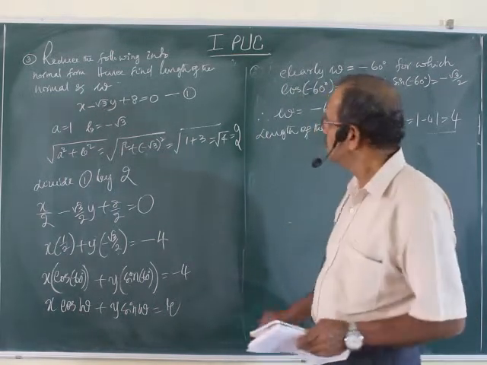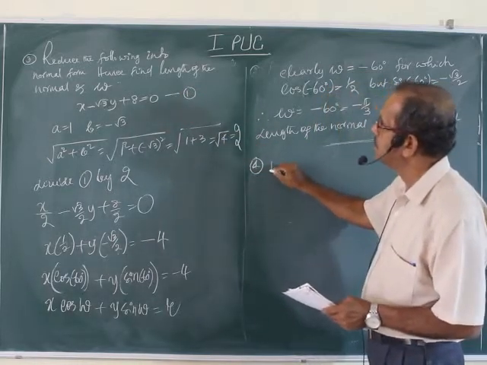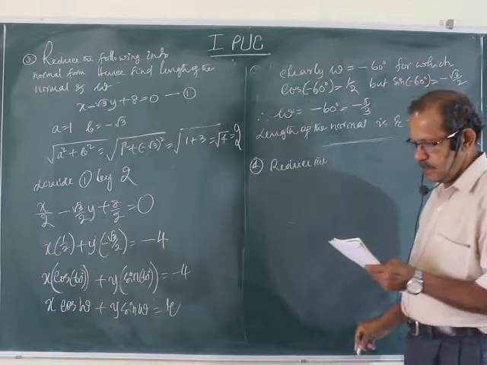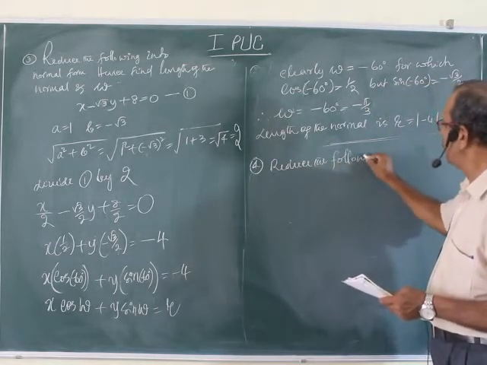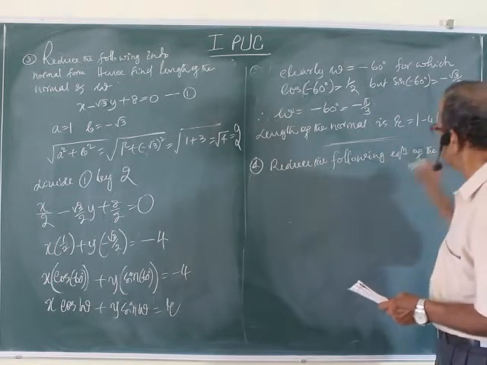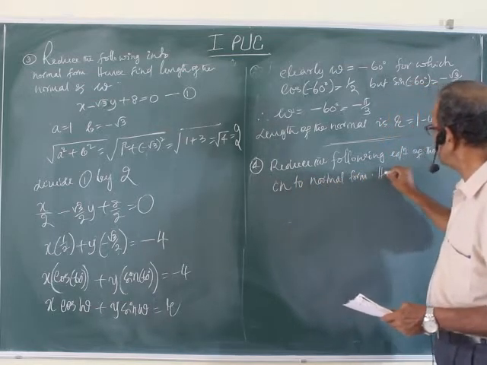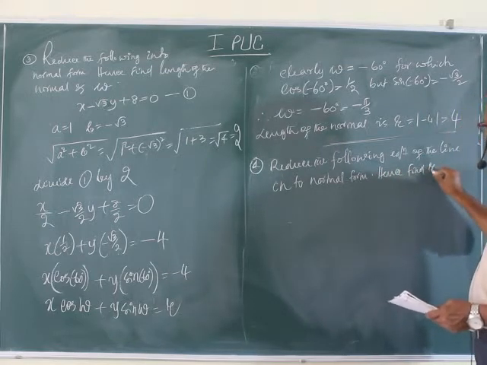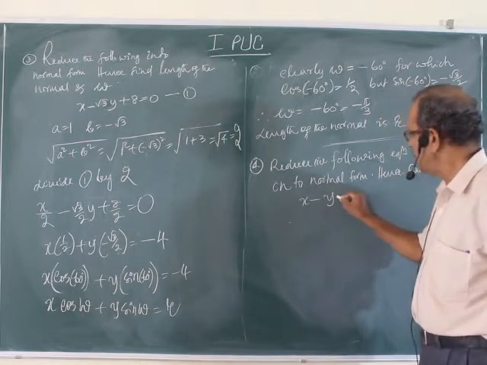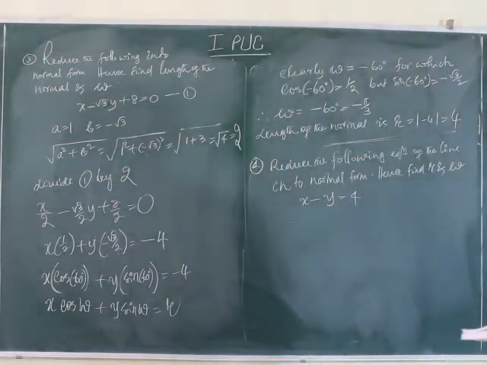You want one more? Fourth one. Reduce the following equation of the line into normal form. Hence find r and omega. Okay? Let me do one more. Equation given is this one. See, it is also there in your textbook, exercise problem. x minus y equal to 4.